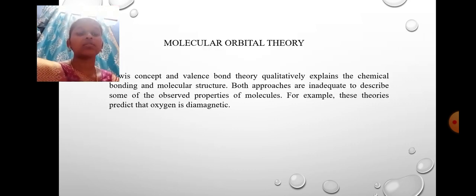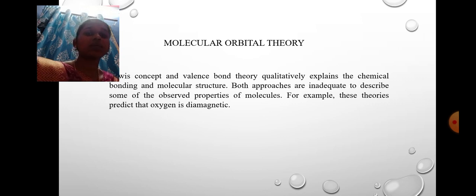And next is the molecular orbital theory. The Lewis concept and valence bond theory qualitatively explain chemical bonding and molecular structure. Both approaches describe some of the properties of the molecules. For example, this theory predicts that oxygen is diatomic.